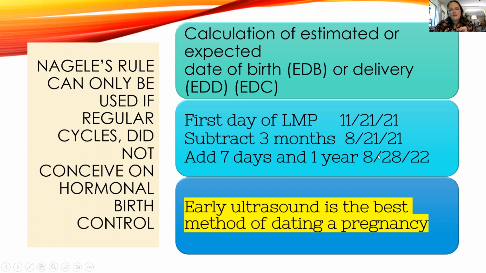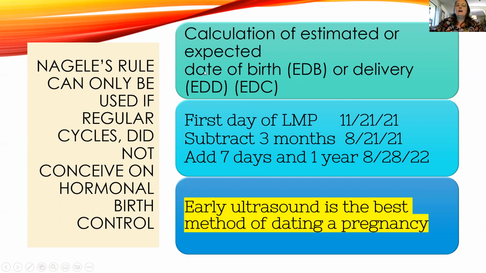and then add 7 days and 1 year, and then that is the estimated due date. Now, we can be far off from this, and most people do get ultrasounds early on, and then again at 20 weeks for an anatomy scan. We may find big differences, and that date may actually change based on that. I want to point this out. Early ultrasound is the best method of dating a pregnancy. But NCLEX loves to ask you about Naegele's rule. So make sure that you know how to do this calculation.